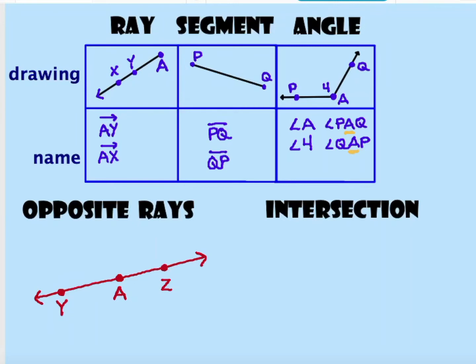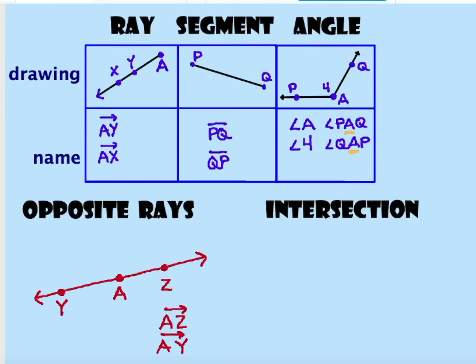So if we wanted to make a definition for that, we would say that they have to share an endpoint, and together they would make a full and complete line. So ray A pointing towards Z and ray A pointing towards Y would be considered opposite rays. If we had one going sort of in this direction, AZ and AX or something, that would not be opposite rays because they have to point in exactly the opposite direction. So they would make a complete line when joined together.